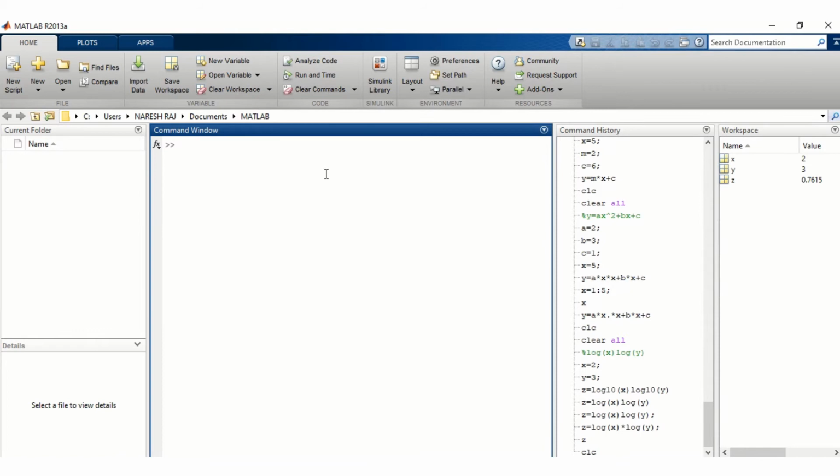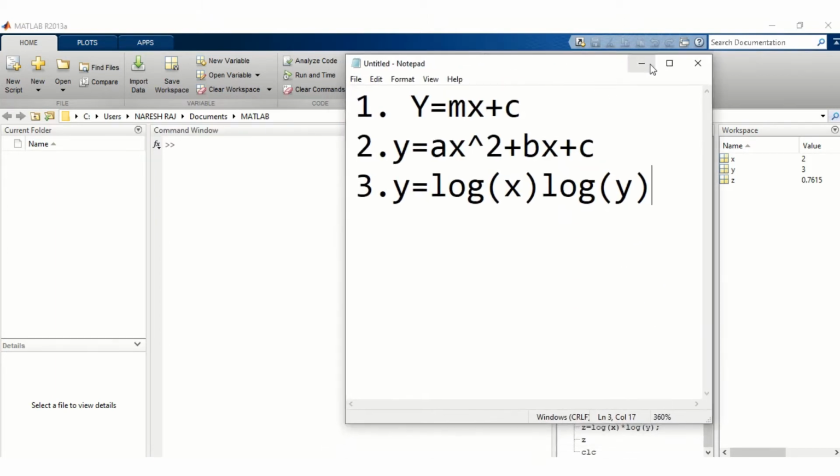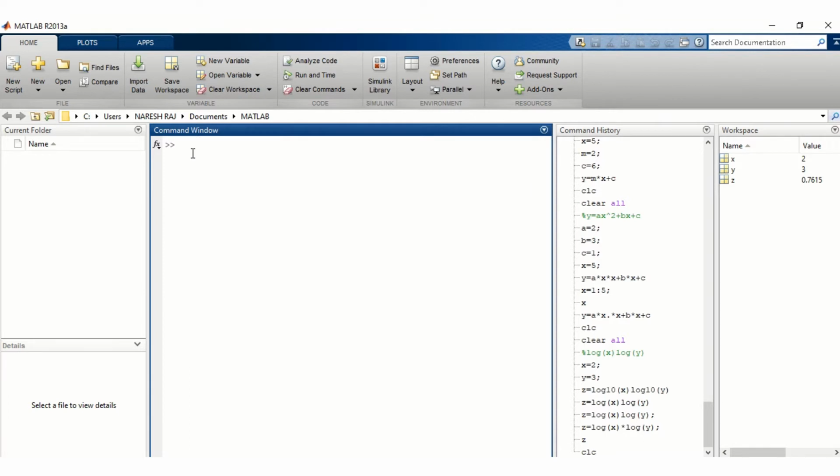Hello friends, today we will discuss how to solve mathematical expressions with MATLAB. Let's see. Our first expression is y equals mx plus c. How can we implement this in MATLAB?